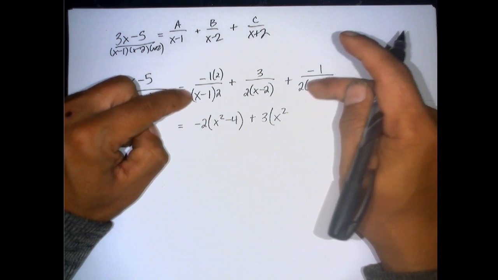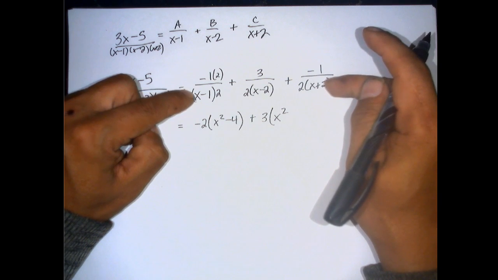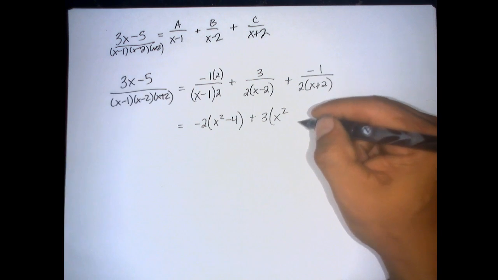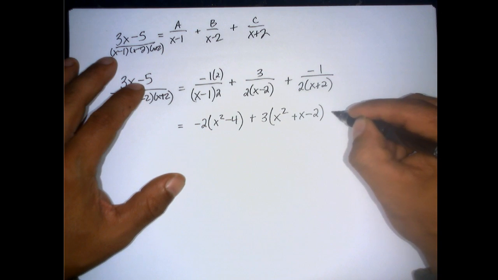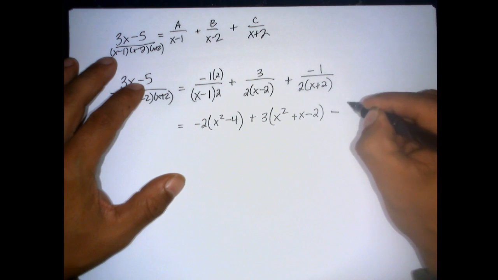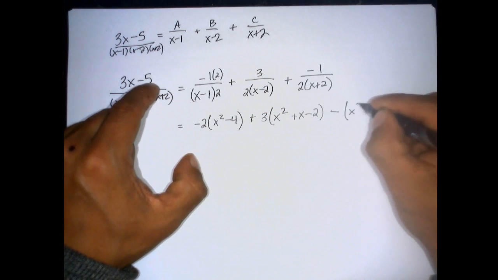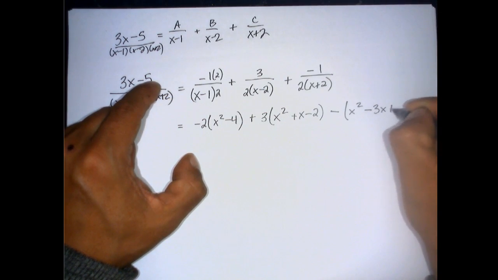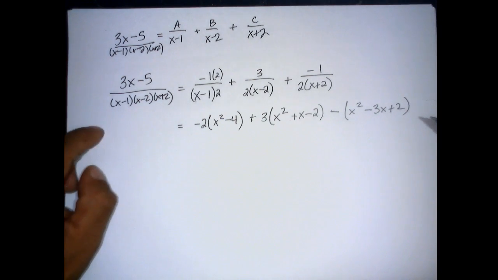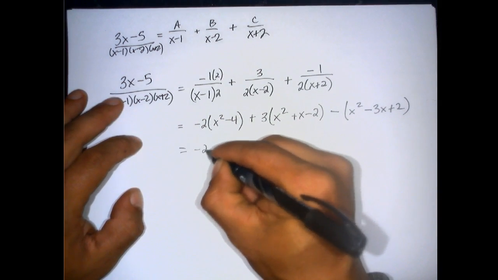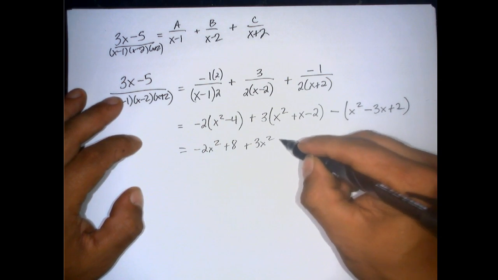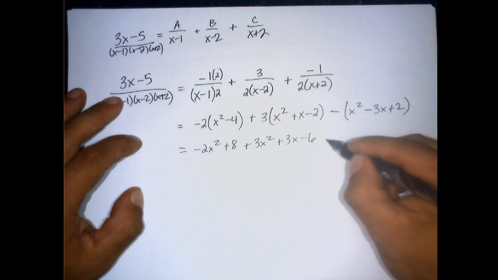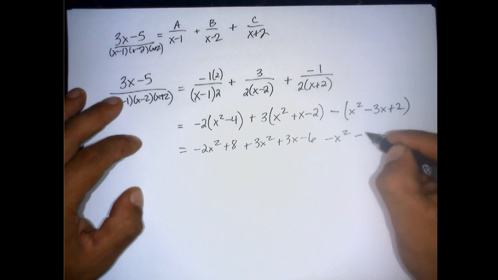You don't have to do this. Plus x minus 2. And then minus these two multiplied together, which is x squared minus 3x plus 2. This should equal 3x minus 5. Let's see if it does. Okay, minus 2x squared plus 8 plus 3x squared plus 3x minus 6 minus x squared plus 3x minus 2.